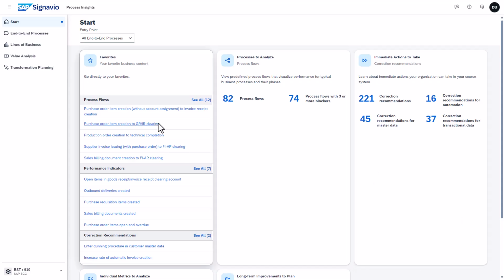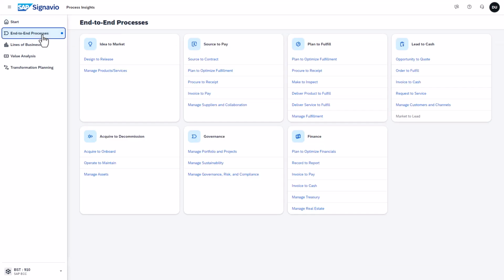What is SAP Signavio Process Insights? SAP Signavio Process Insights is a tool that helps you to gain an overview about your business process and where to find potential to optimize.